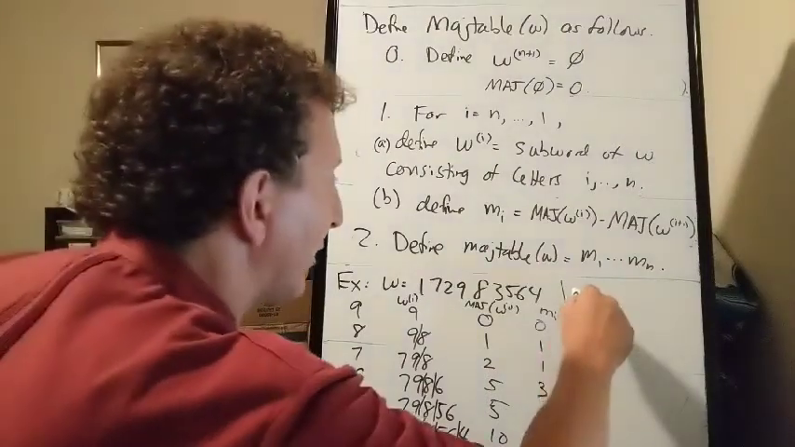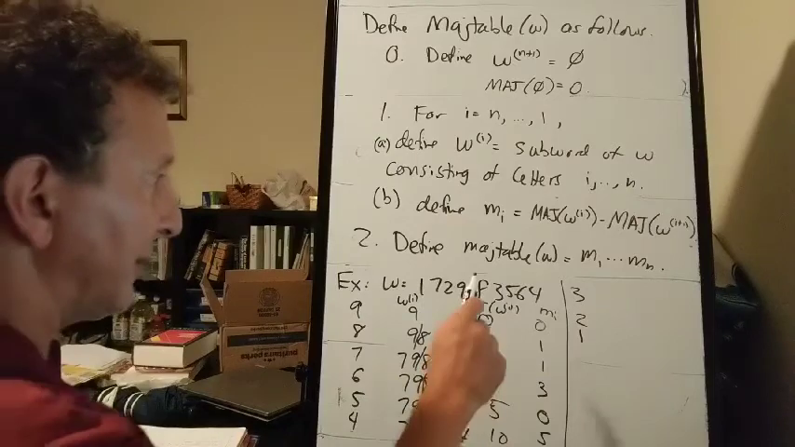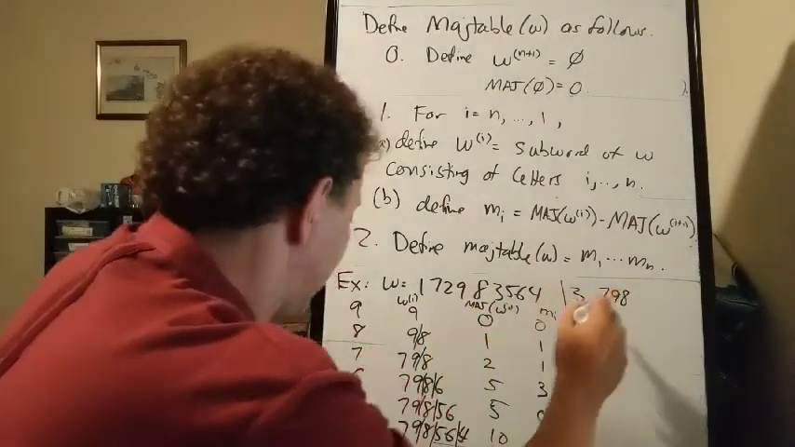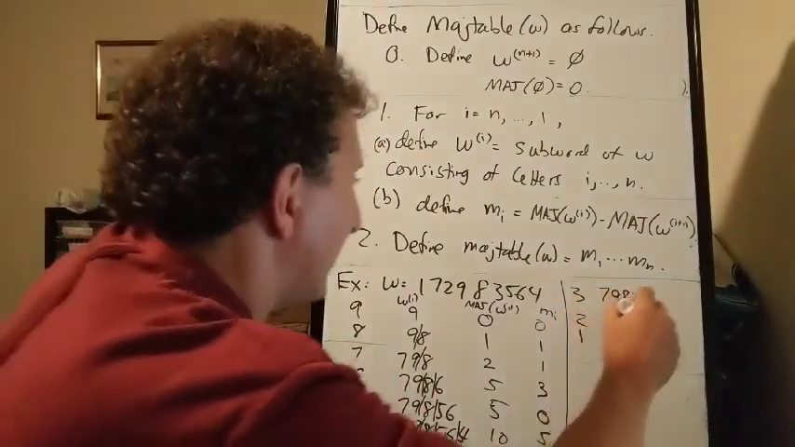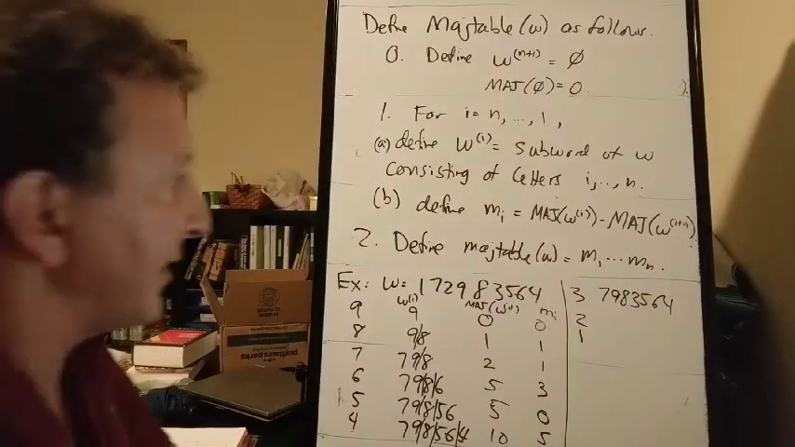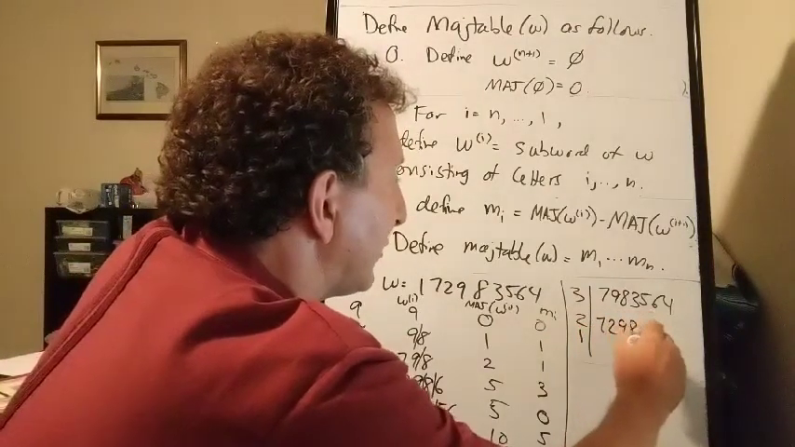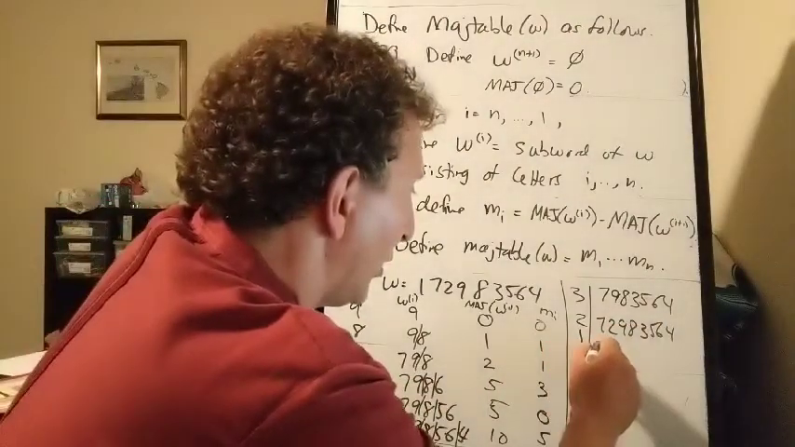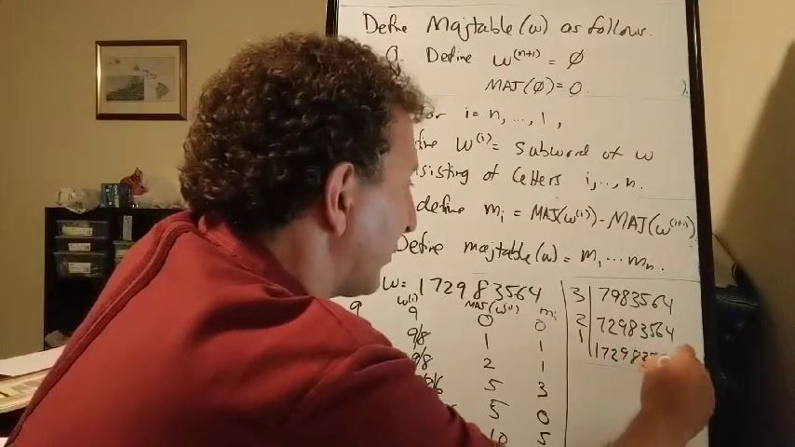Alright, now if we look at 3, 2, 1, the words are, alright, we'll have a 3 between the 8 and the 5. 7, 9, 8, 3, 5, 6, 4. And then when we insert the 2, that goes between the 7 and the 9. 7, 2, 9, 8, 3, 5, 6, 4. And then finally we get the whole permutation. 1, 7, 2, 9, 8, 3, 5, 6, 4.